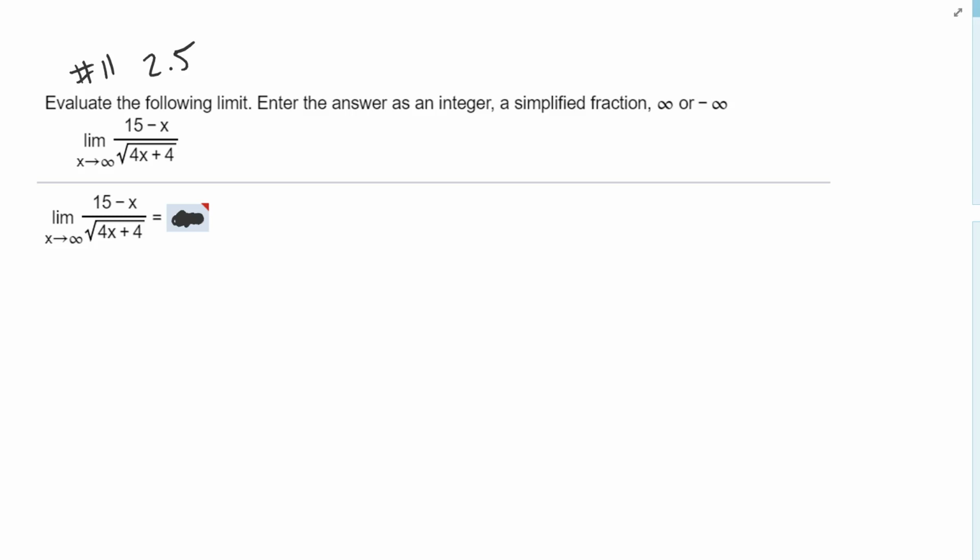The purpose of this video is to go over number 11 on 2.5. The book says to evaluate the end behavior of a function that is in the form p of x over q of x, you're going to look at the denominator, take the highest power of x in the denominator, and divide the numerator and denominator by that power of x.